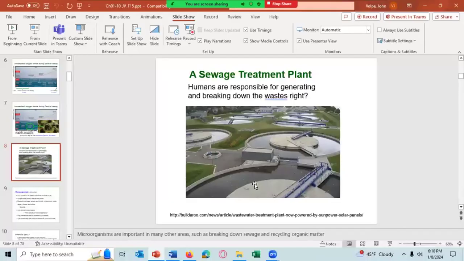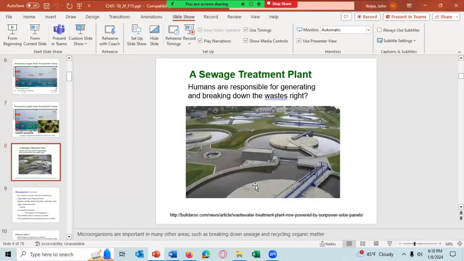Here we're seeing a sewage treatment plant. Obviously, people make the waste material in the water, like when you flush your toilet or send something down your sink. And humans are obviously responsible for breaking down the waste, right? Like they built this facility here for taking the waste and then breaking it down, right? Anyone disagree? Anyone?